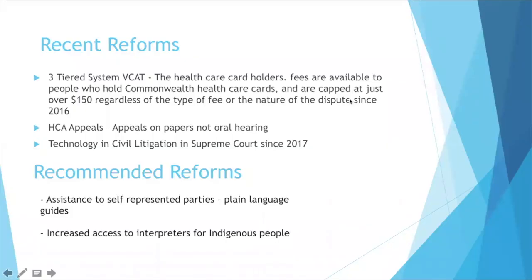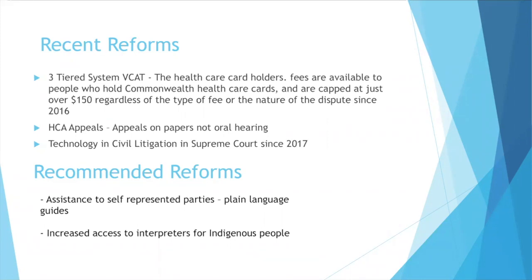Finally, here are some recent and recommended reforms that you can put in your notes and research further. For recent reforms, we have the 3-tiered system in VCAT. So this allows healthcare card holders to pay a reduced filing fee, which is capped at $150, and that fee is a lot higher for businesses. That upholds access and equality by ensuring that individuals with low socioeconomic status are not disadvantaged.